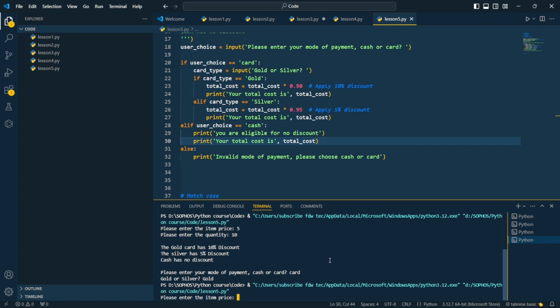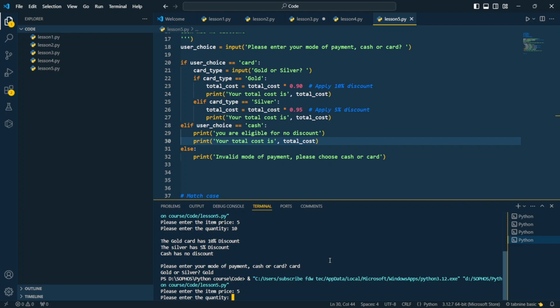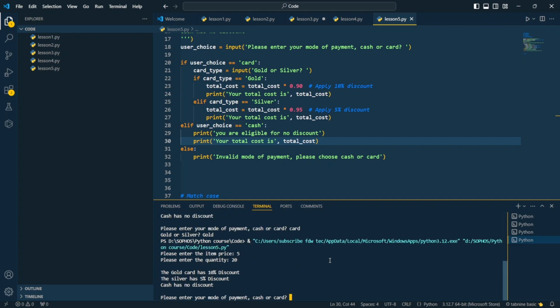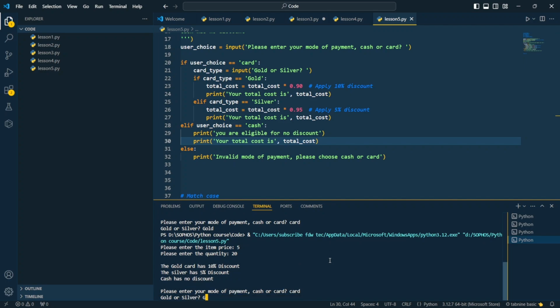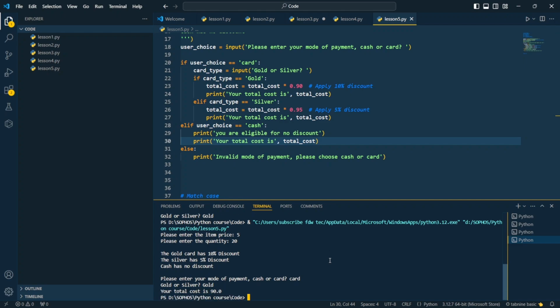Please enter the item price, which is, let's say, 5. Please enter the quantity. This time, let's go with 20. Please enter your mode of payment, cash or card. Let's go with card. Gold or silver. Let's go with gold. Your total cost is 90. So you see, my total cost initially was going to be 5 multiplied by 20, which is 100, but now it has been reduced to 90.